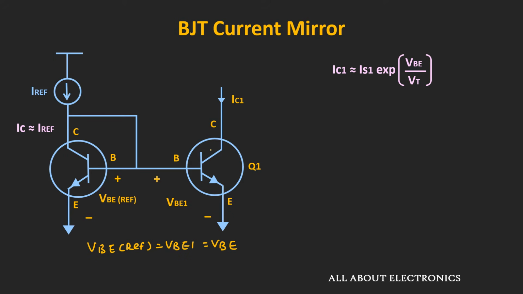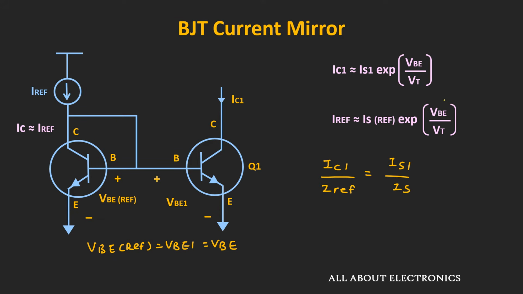So here this I reference can be given as IS reference times e to the power VBE divided by VT. So if we take the ratio of these two terms, then we can write IC1 divided by I reference is equal to IS1 divided by IS reference, because these two exponential terms will get cancelled out, right? So from this we can say that this collector current IC1 is equal to IS1 divided by IS reference times I reference.